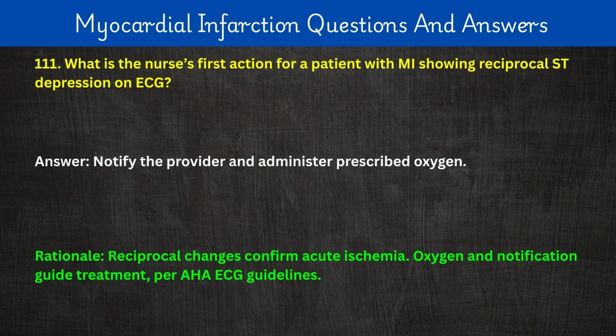111. What is the nurse's first action for a patient with MI showing reciprocal ST depression on ECG? Answer: notify the provider and administer prescribed oxygen. Rationale: reciprocal changes confirm acute ischemia. Oxygen and notification guide treatment, per AHA ECG guidelines.